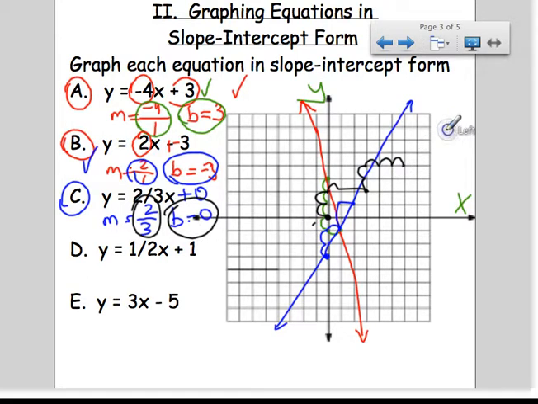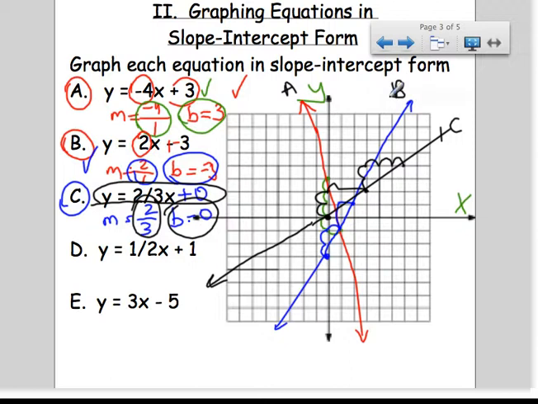Connecting these dots, computer's a little slow. I have a line with the equation y equals 2/3 x plus 0, or just y equals 2/3 x. So this is C, this is A, and this is B.